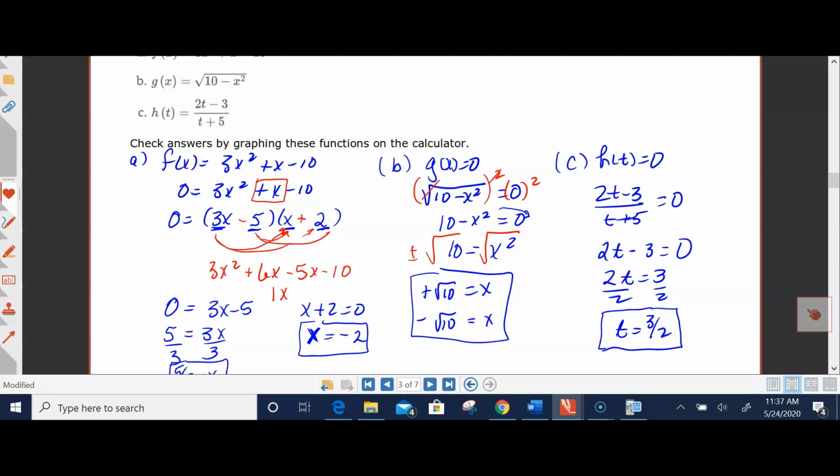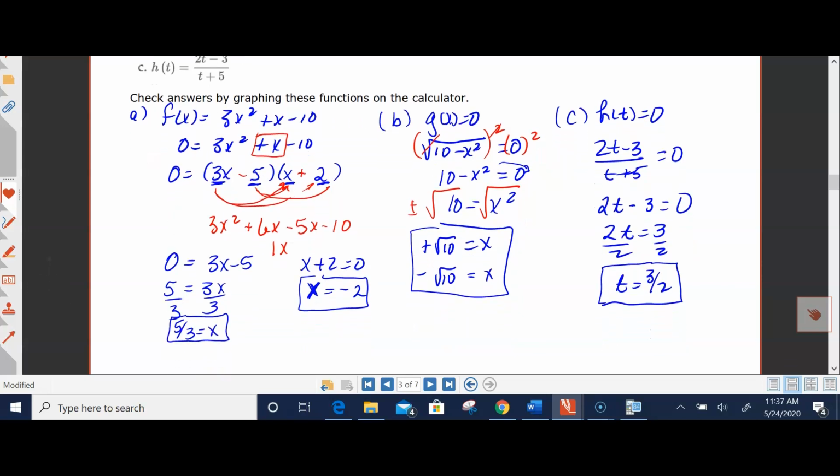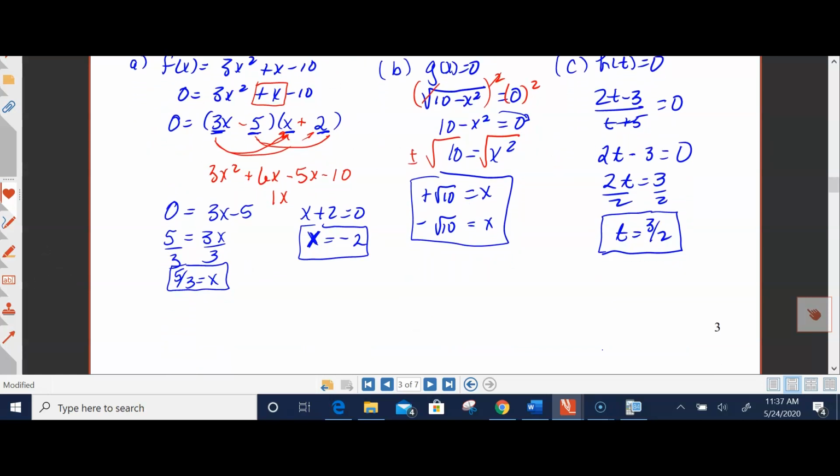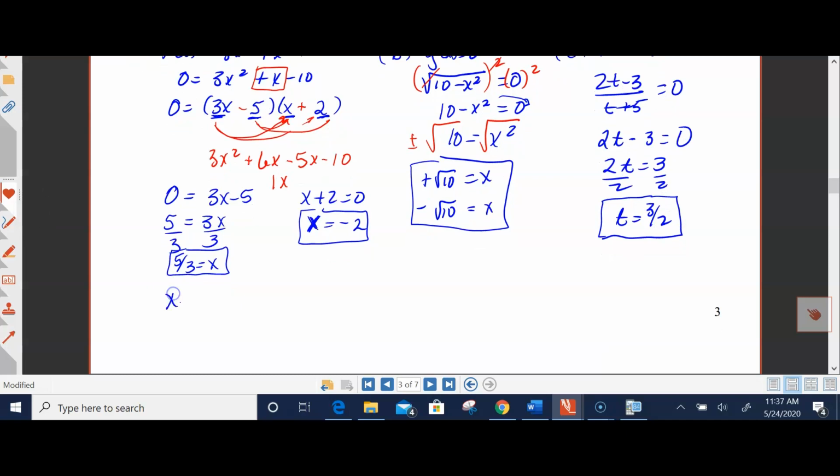So remember, these zeros, another name for these zeros, are x-intercepts. So this is where the graph crosses the x-axis. This is an x-intercept. This is an x-intercept. These are x-intercepts. This is an x-intercept. Now, let's put these in our calculator to show that these are indeed the x-intercepts.